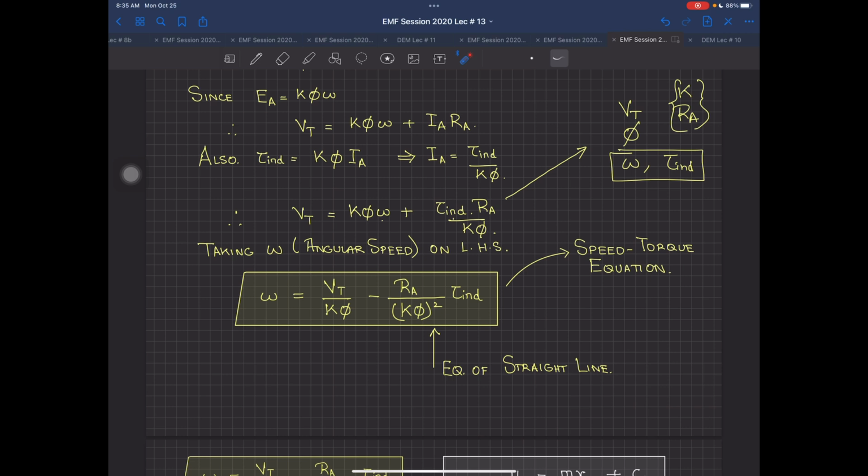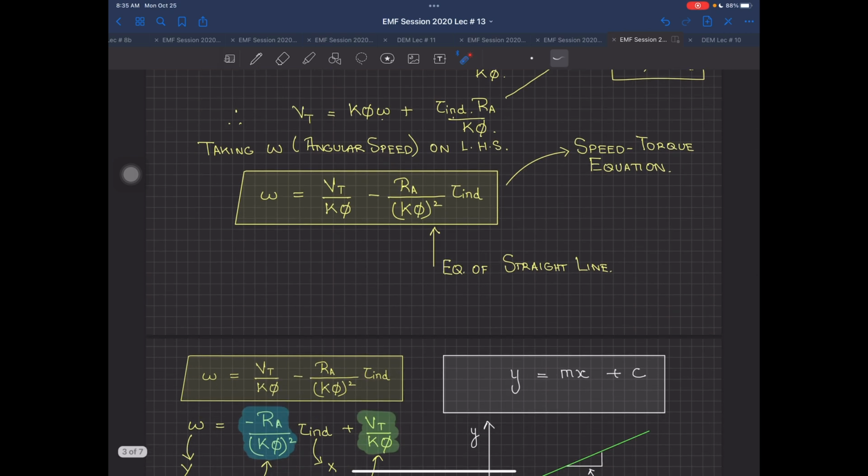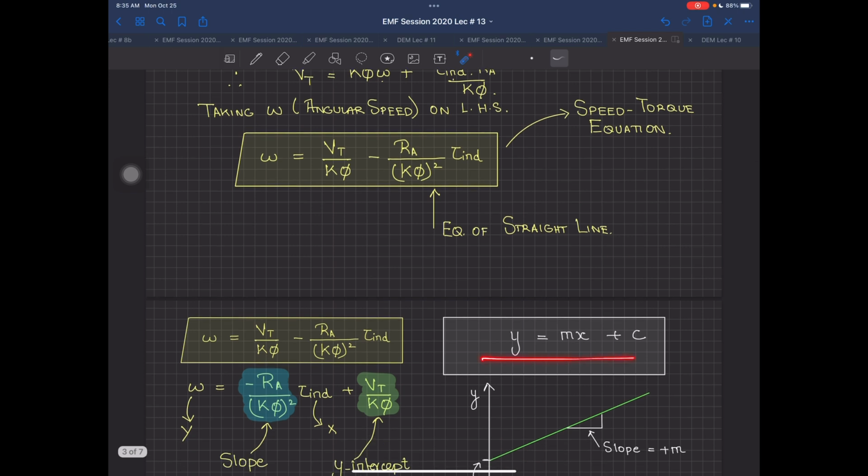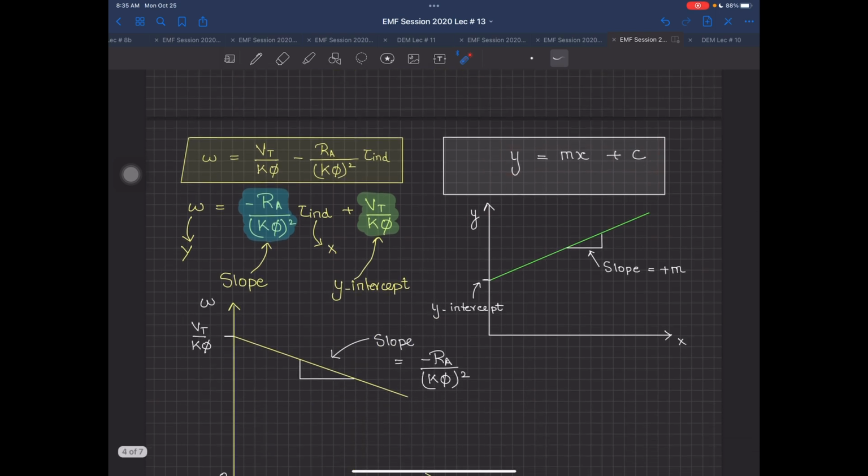And if I want to draw it on a y-axis and x-axis curve, this is going to be the equation of a straight line. How? Because y equals mx plus c, as we all know, is the equation of a straight line. For those who still don't remember it, m was the slope, x was the value on the x-axis, the independent variable, and c was the y-intercept. This one has a positive slope because the slope is going upward, and y was the output variable on the y-axis.